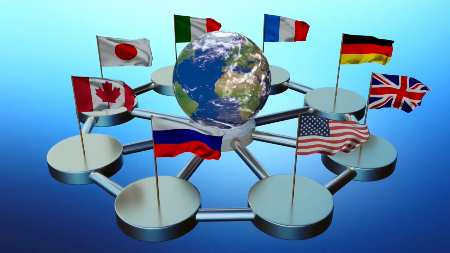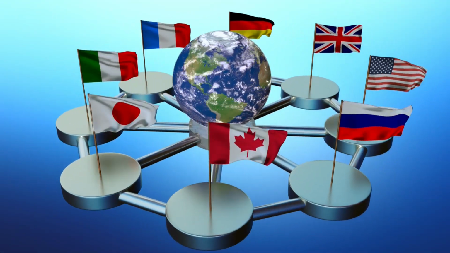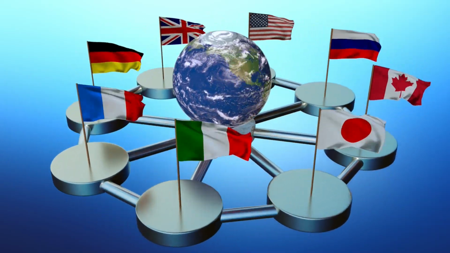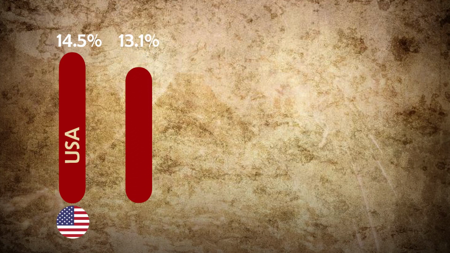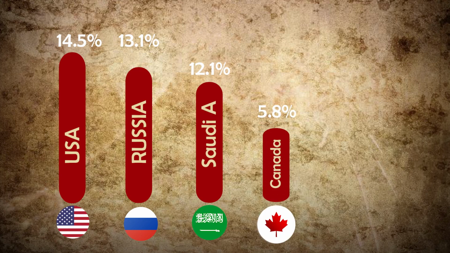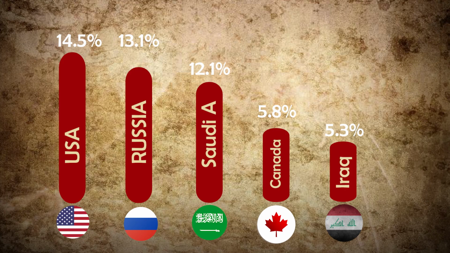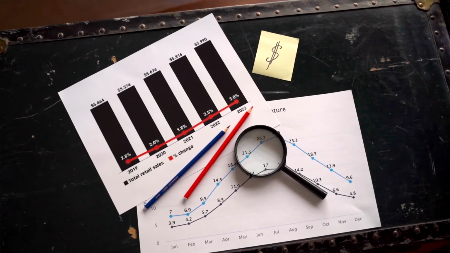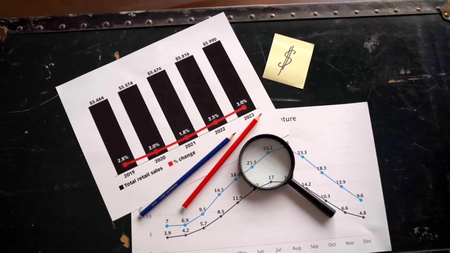About 100 countries produce crude oil. However, 5 countries account for about 51% of the world's total crude oil production, which includes 14.5% by USA, 13.1% by Russia, 12.1% by Saudi Arabia, 5.8% by Canada, and 5.3% by Iraq. Let's have a look at the factors that impact the changing of oil prices.